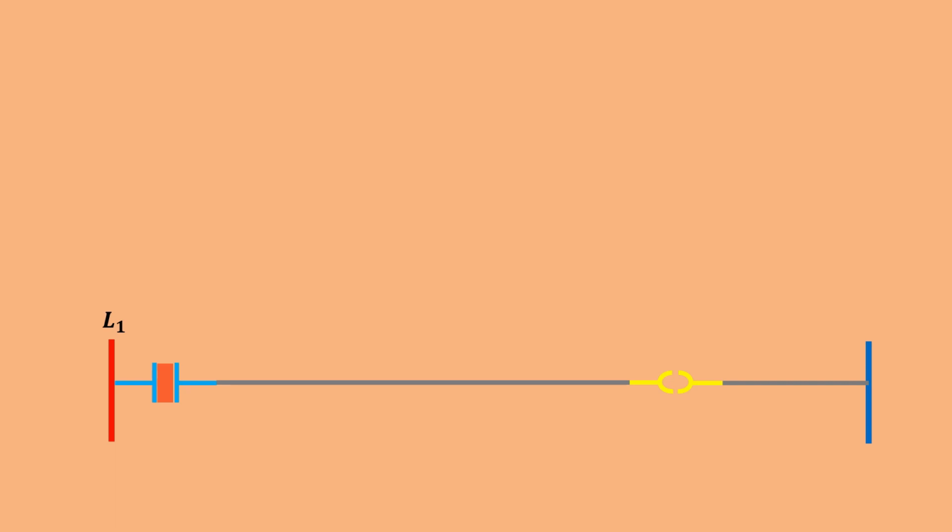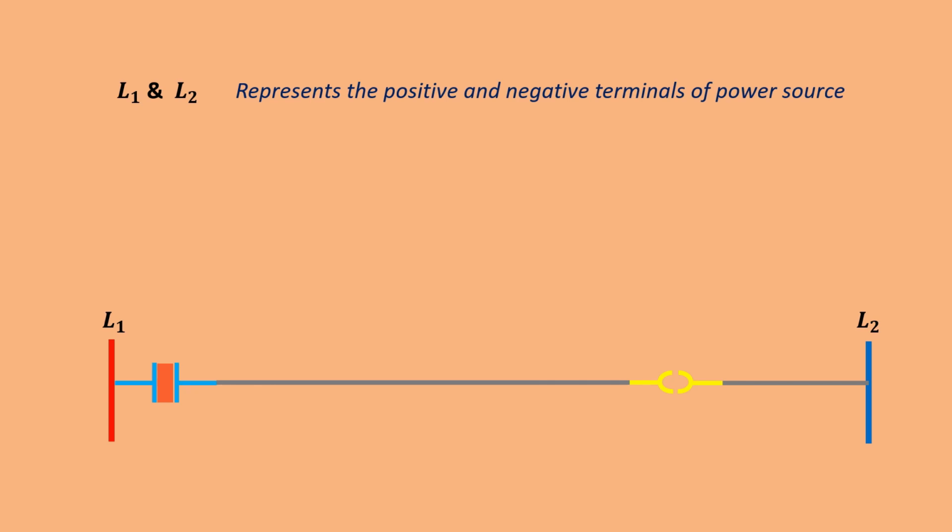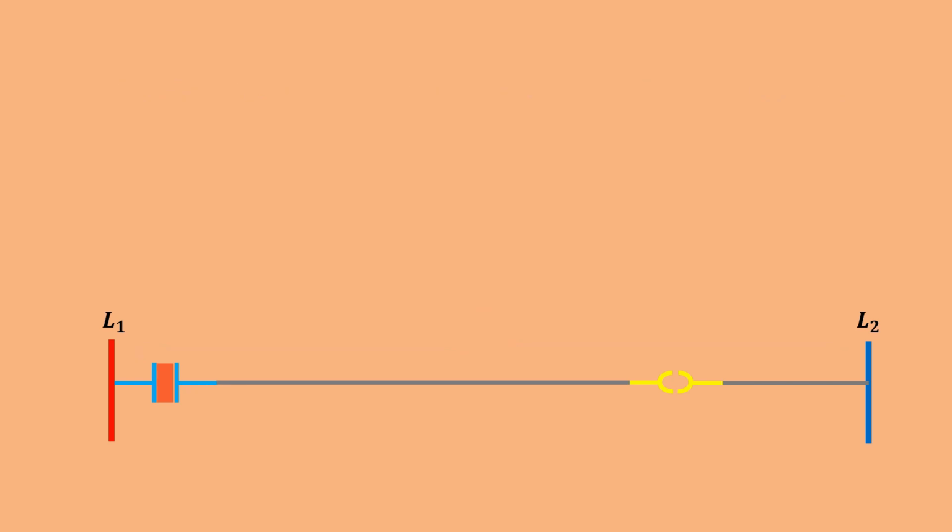The two vertical lines indicated by L1 and L2 are the positive and negative terminals of the power source. They are called rails. The horizontal lines, which are connected between the positive and negative terminals including the components, are called a rung. A ladder circuit consists of four elements: a power source, an input device like a switch or contact, a load device at the output like a coil or light or motor, and interconnecting wires. Some of the other symbols of elements used are displayed here.